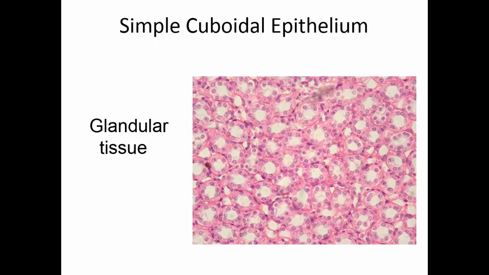Simple cuboidal epithelium is found in a lot of glands, and here you see these tubes are lined with these little box-like cells, single layers of them, so that's simple cuboidal epithelium.